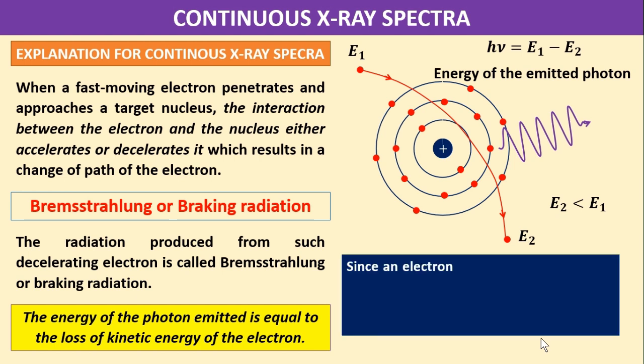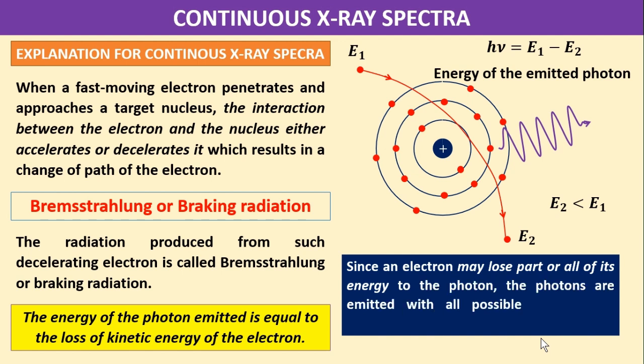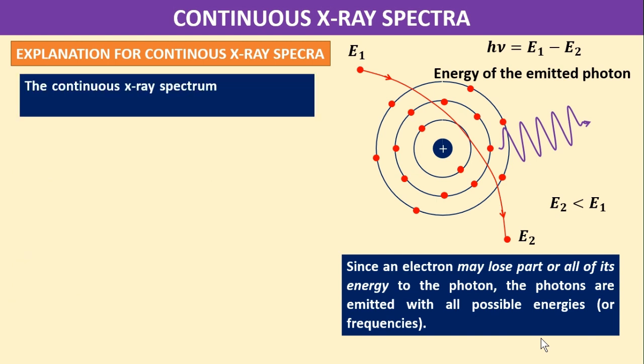This is a very important point that we are going to learn here. Since an electron may lose a part of its energy or all of its energy, when it loses all of its energy, the photon will have the highest energy. When the electron loses part of its energy, the emitted photon will have less energy. So the photons are emitted with all possible energy, all possible frequency, all possible wavelength, with a cutoff wavelength as the minimum wavelength. The continuous X-ray spectrum is due to such radiation.